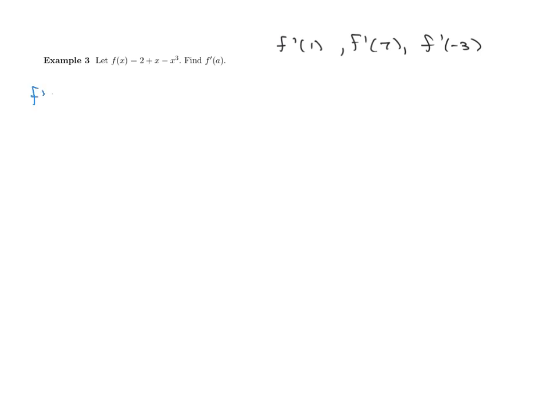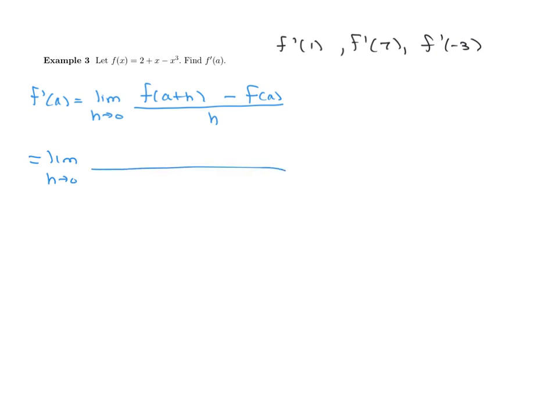To find f prime of a, I'm going to use the limit as h goes to 0 of, and I'm going to use the second form of the definition. First, I want f of a plus h. I'll subtract off f of a and divide by h. Well, what is f of a plus h? That means in this equation, wherever you see an x, you'll put a plus h. That is 2 plus a plus h minus a plus h cubed. Note here that I didn't need parentheses here because there's a 1 in front of the x.